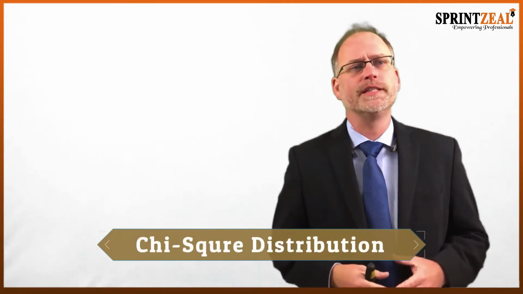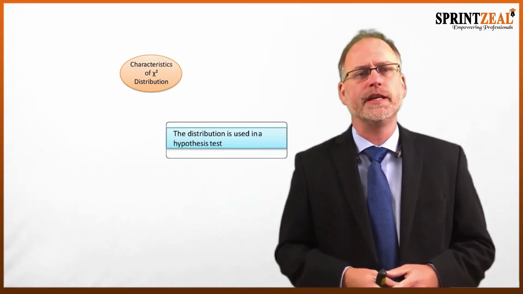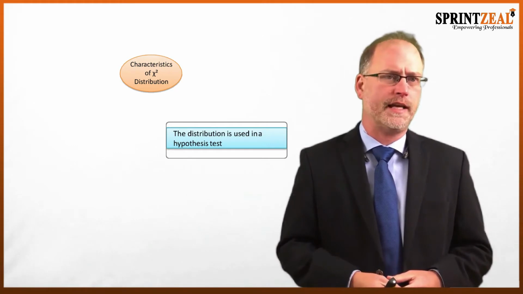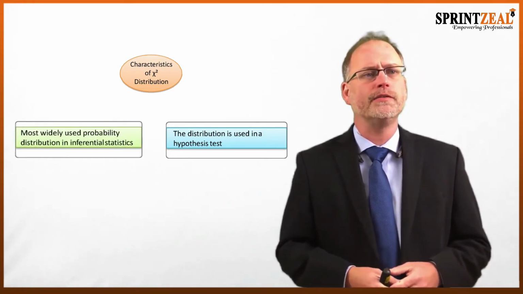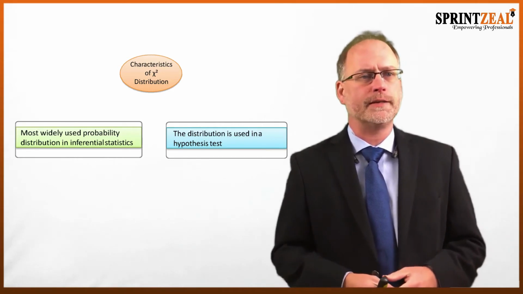So the chi-square distribution, or x-squared distribution, with k-1 degrees of freedom is the distribution of the sum of the squares of k independent standard normal random variables. Some of the characteristics of a chi-square distribution is that this distribution is used during a hypothesis test, and it's most widely used when looking at probability distribution in inferential statistics.